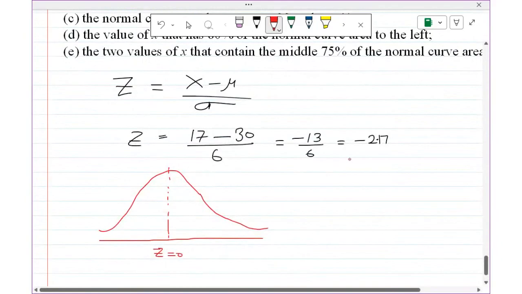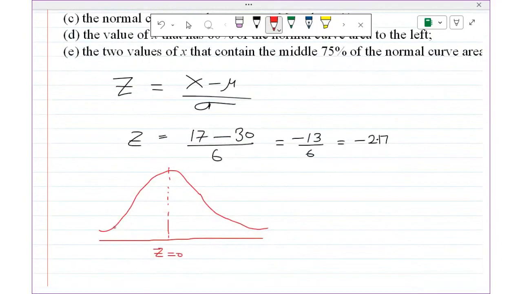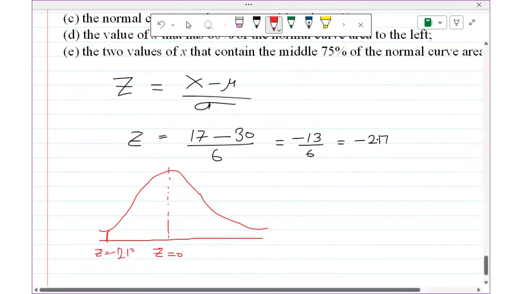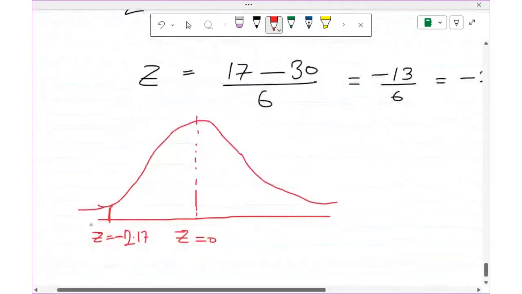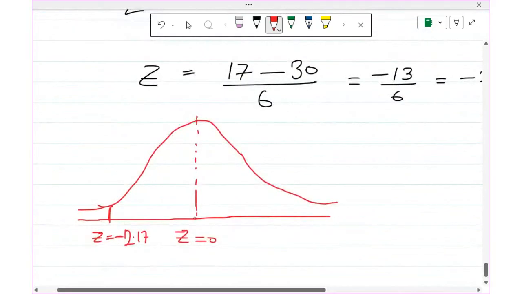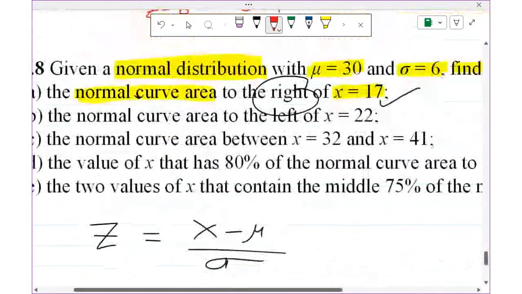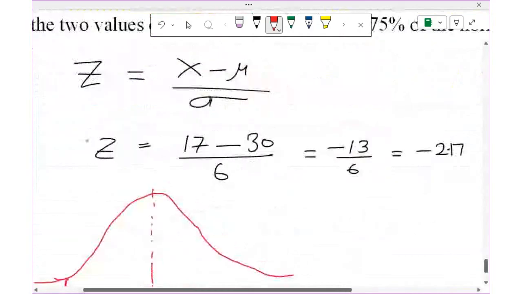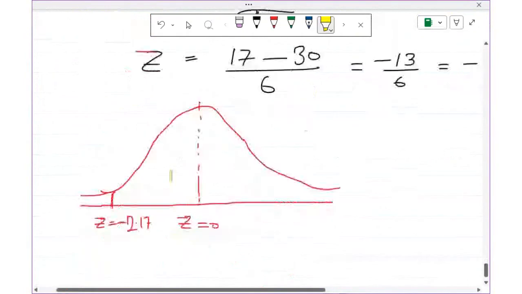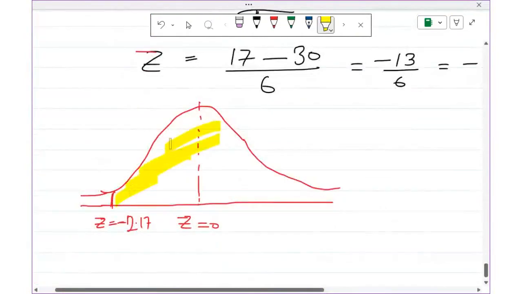Now the point given is minus 2.17. It is a negative point, so it will be on the negative side, somewhere here, z equal to minus 2.17 on the left side. In the question, we are asked to find the normal curve area to the right of this point. X equal to 17 means, in z, minus 2.17. So on the right side of this, we have to find the area. Right side means this.